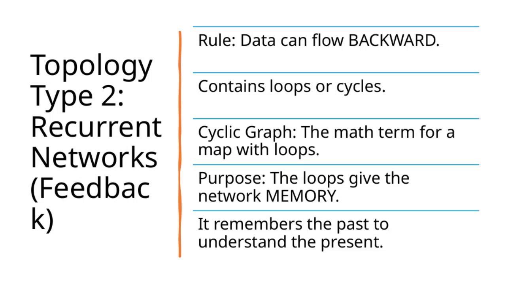Now, let's take a look at topology type 2, recurrent networks, also known as feedback networks. These networks are quite fascinating because, unlike feed-forward networks, they include loops that allow information to cycle back through the network. This creates a form of memory, enabling the network to maintain context over time.